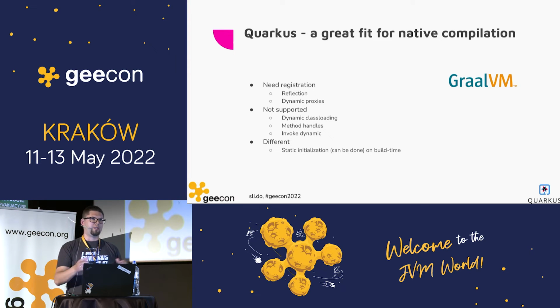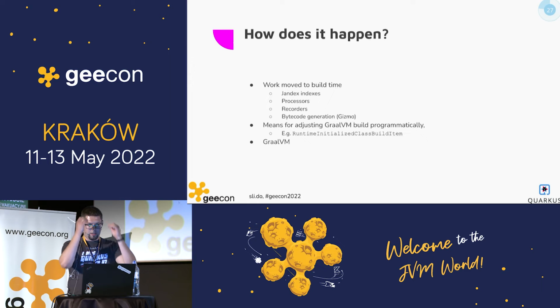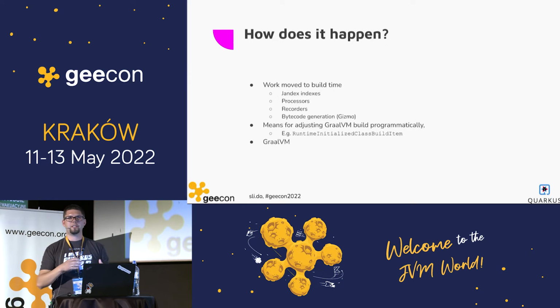Reflection needs registration and is costly, so are dynamic proxies. There are even things that are not possible with Graal. Okay, so how does it happen under the hood?